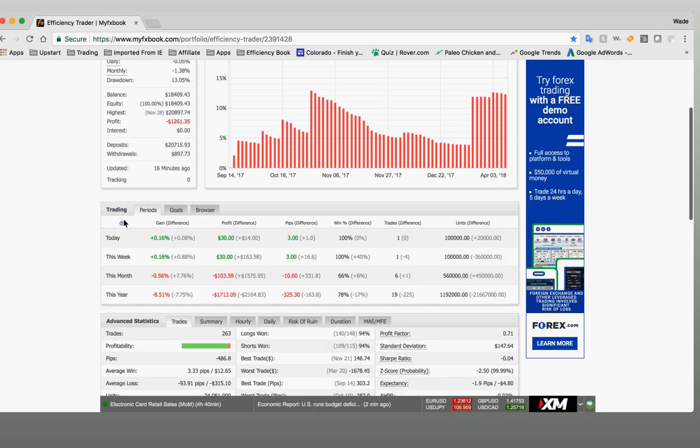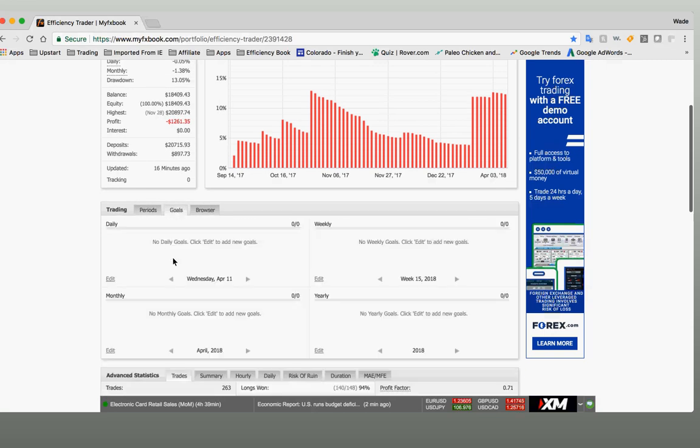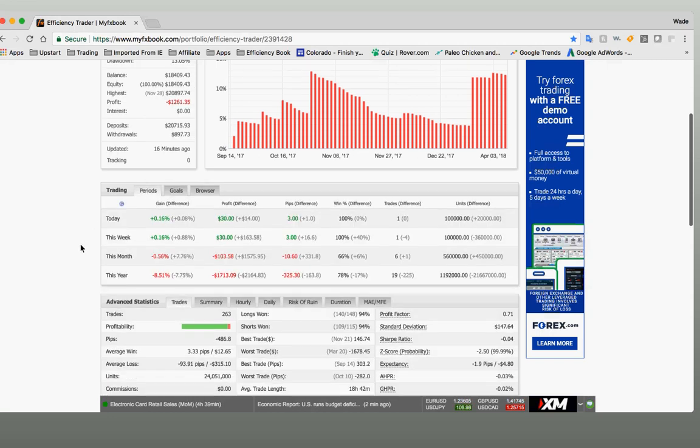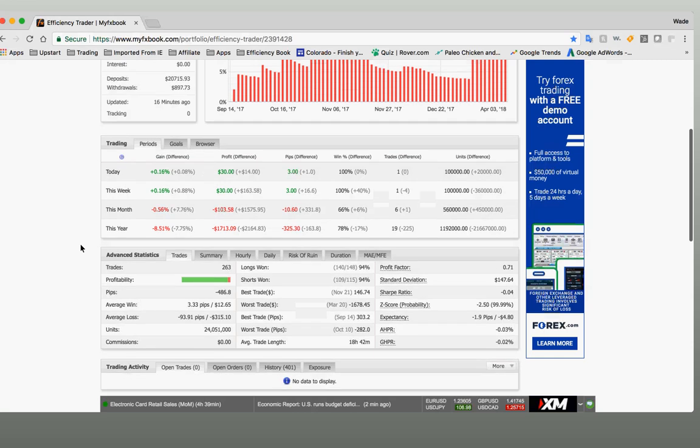Just scrolling down, there's a couple other things you can look at. Trading periods, goals. I like that because you can set daily goals, weekly goals, monthly goals. Again, especially when trading, you want to set goals and measure them. Whether you achieve them or not, you can learn from anything as far as trades.